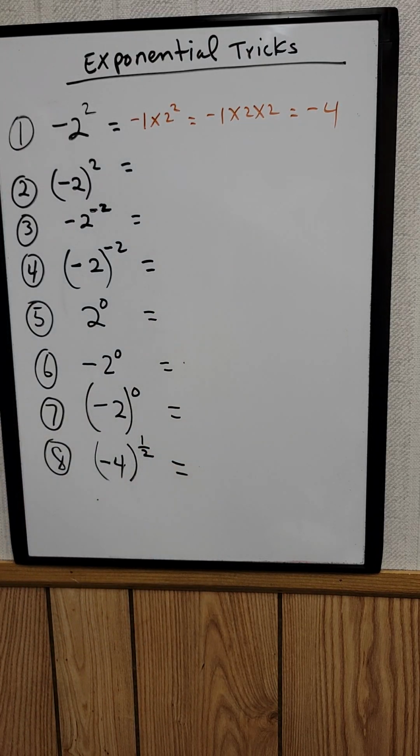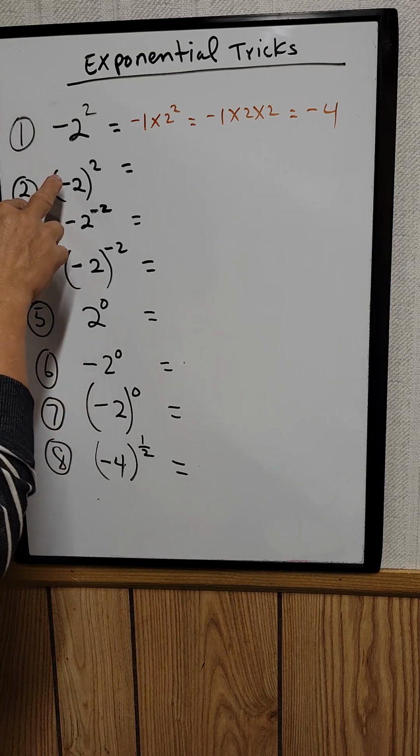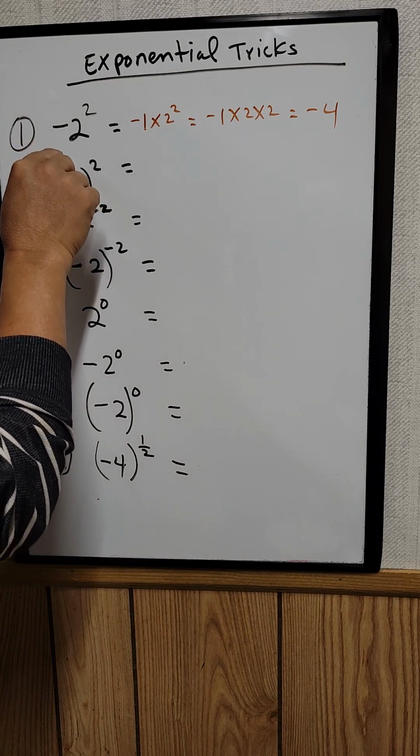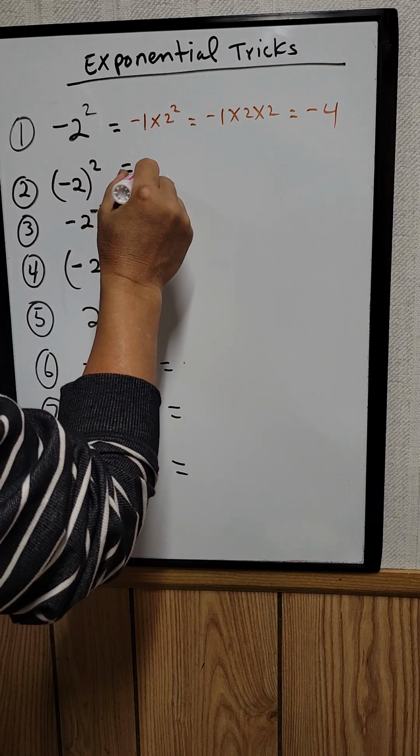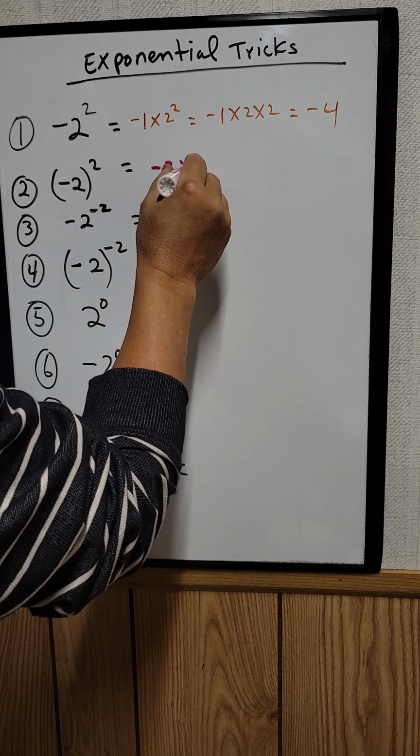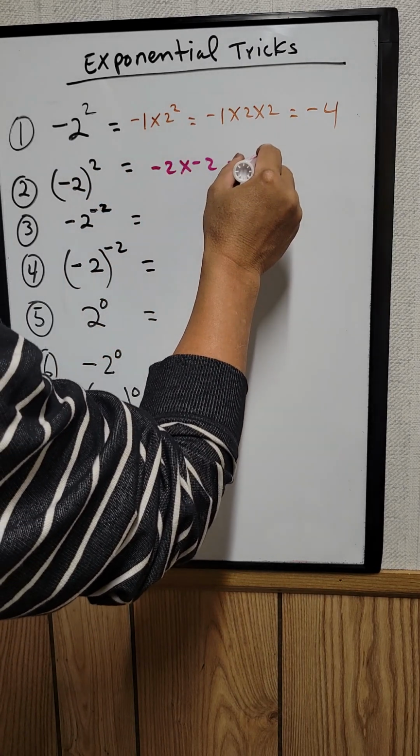Okay? How about the second one? Now the negative 2 is in the bracket and raised to the second power. What is that equal to? This just means negative 2 times negative 2, which is equal to 4. Okay.